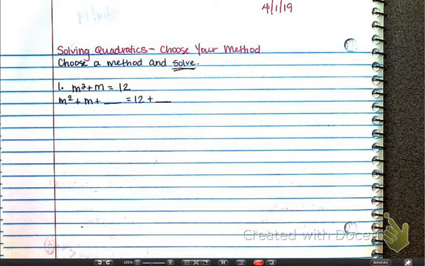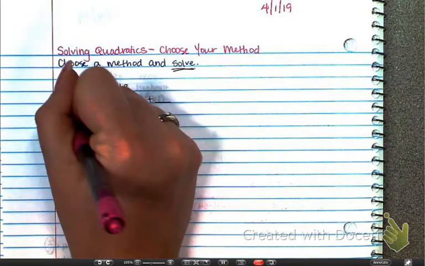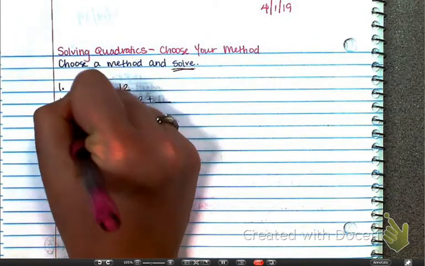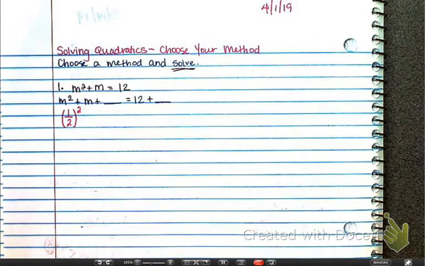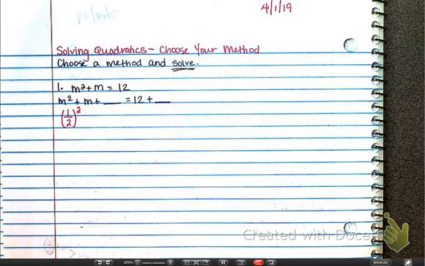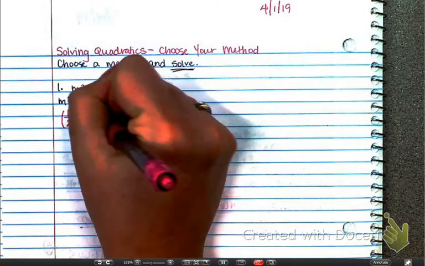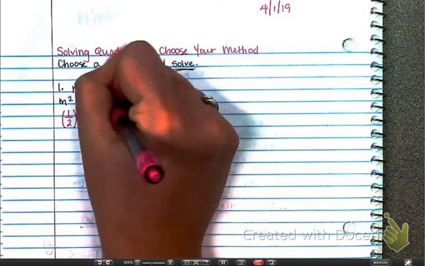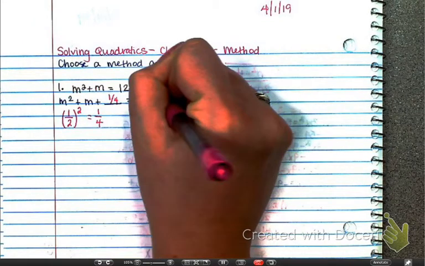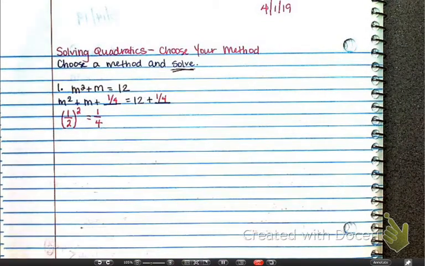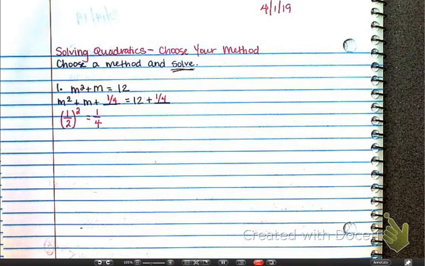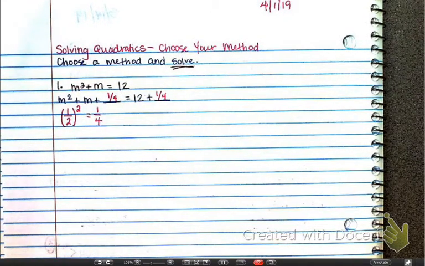B divided by 2 squared. What is B? 1. 1 divided by 2 squared. Can I simplify 1 over 2? No, so I'm just going to square it. What's 1 squared? What's 2 squared? 4. So I have to add 1/4 to both sides. You just chose a method that involves fractions. Here we go.